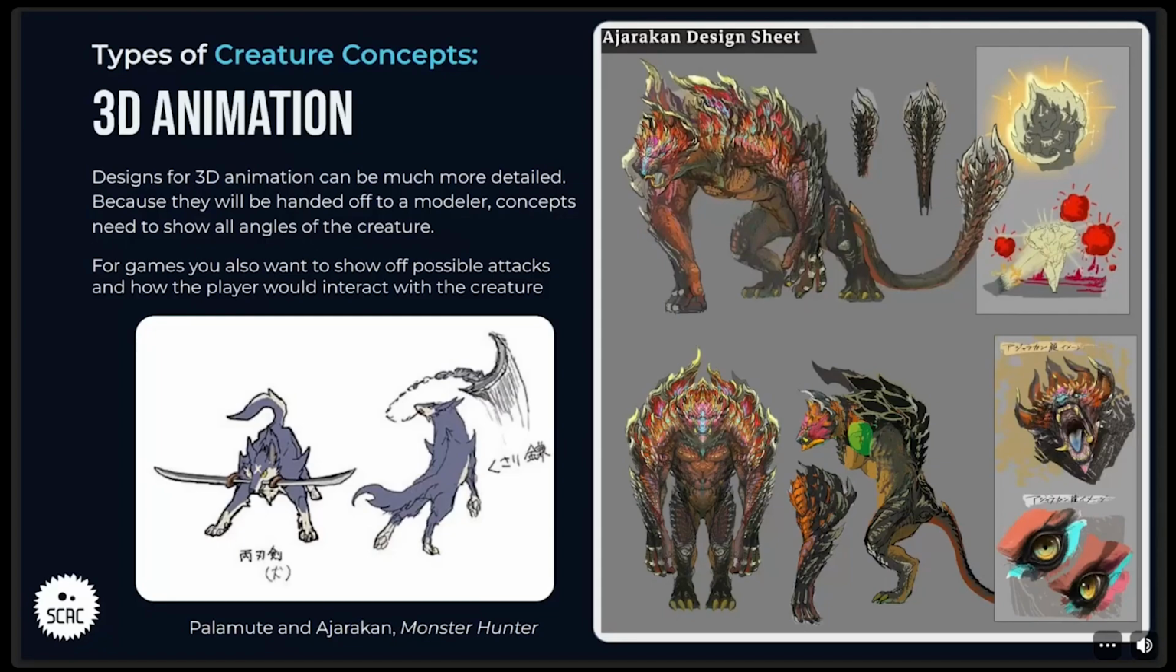Important for games too, you want to show them some sketches of how the creature will interact with the player, what its purpose is. In some cases, like with the little palamute on the left, how it attacks. Does it use a sword? That's something that you're not going to see if you just have a sketch of a dog, right? So getting into the nitty-gritty stuff like that for a 3D animation is very important.